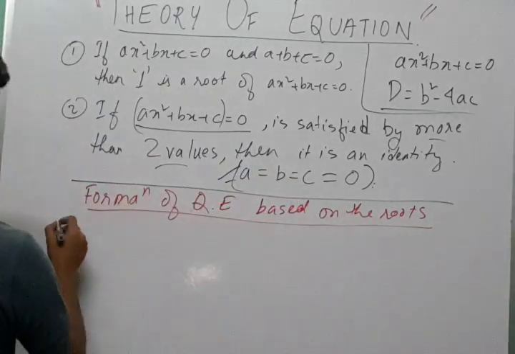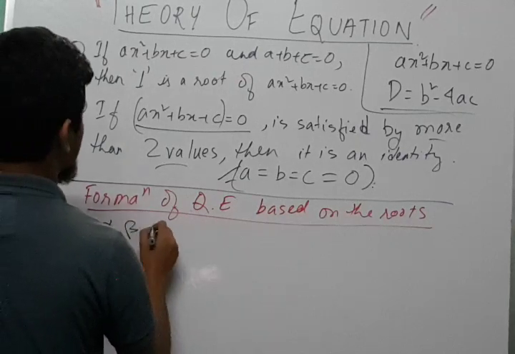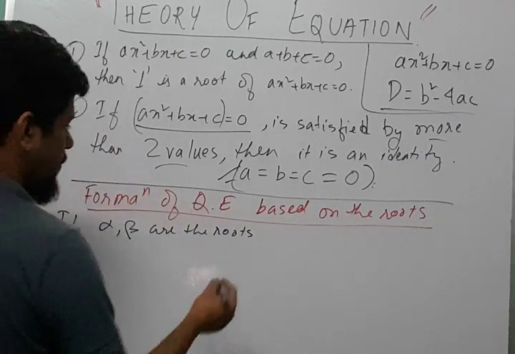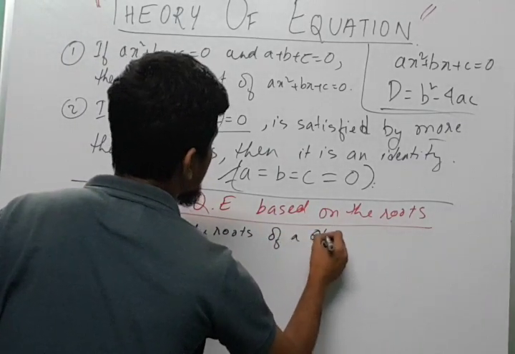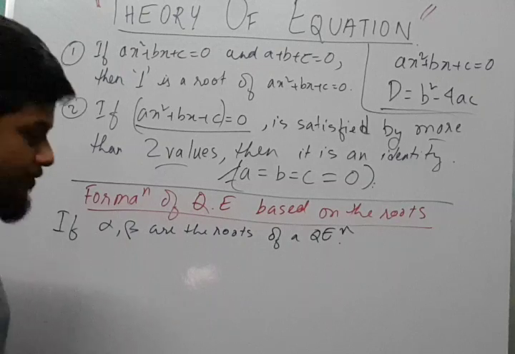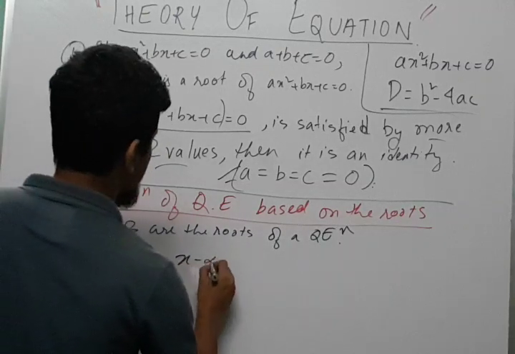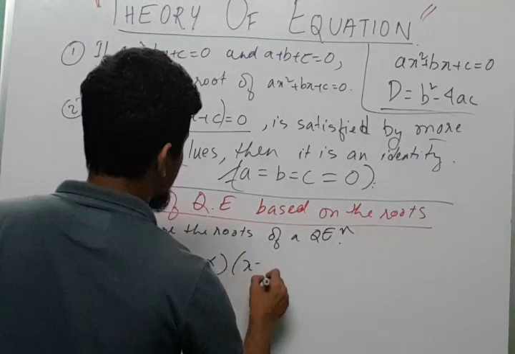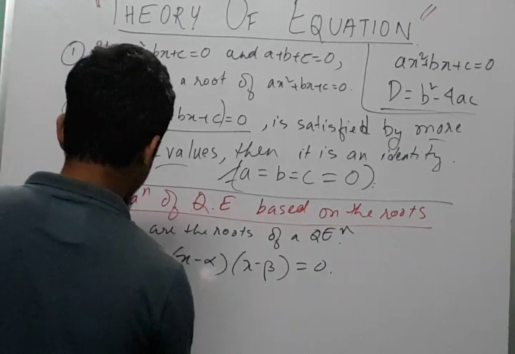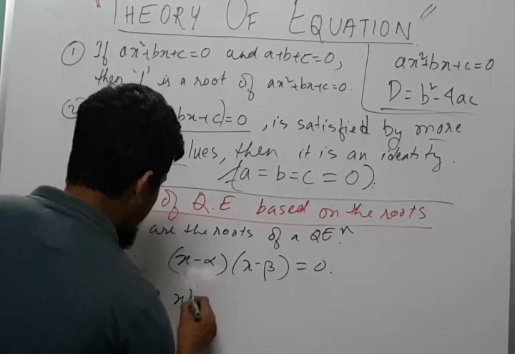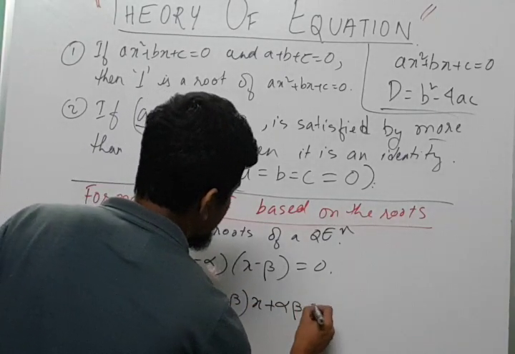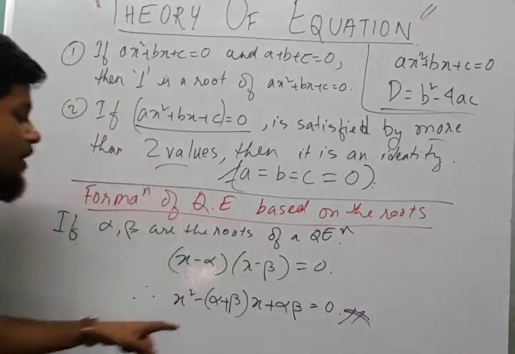So suppose alpha and beta are the roots of a quadratic equation. In that case, the quadratic equation will be given by x minus alpha into x minus beta equal to 0. This will ultimately give us the quadratic equation of the format x squared minus (alpha plus beta) x plus alpha beta equal to 0. And this is the quadratic equation that we are looking for.